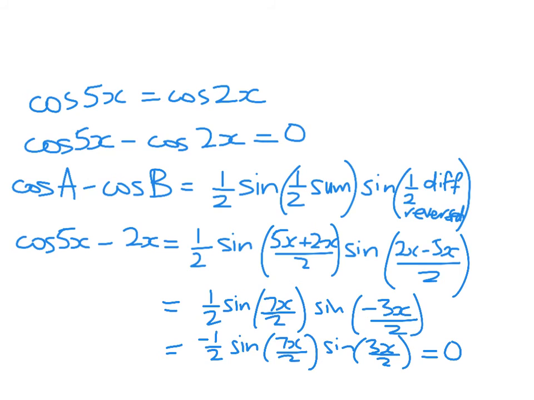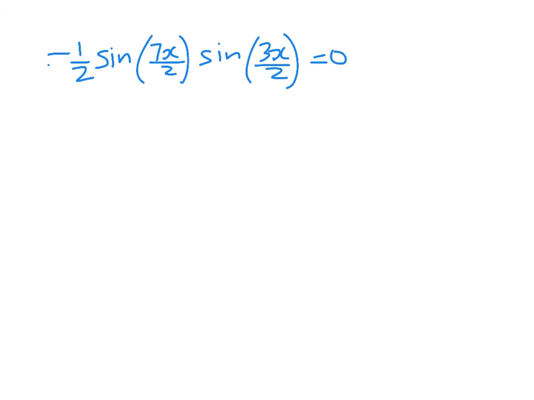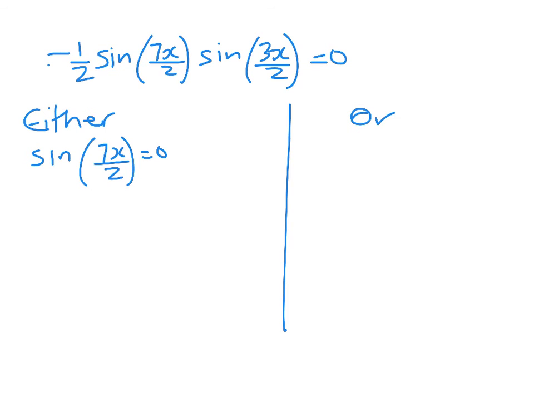Okay, so we've got this into factored form now, so that's going to be our next step. We've now got negative 1/2 sine of 7x on 2 times sine of 3x on 2 equals 0. So either sine of 7x on 2 equals 0, or sine of 3x on 2 equals 0. So let's draw both of those sine curves. This is really good practice for modelling.